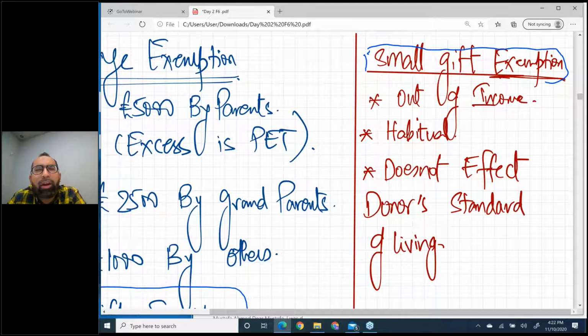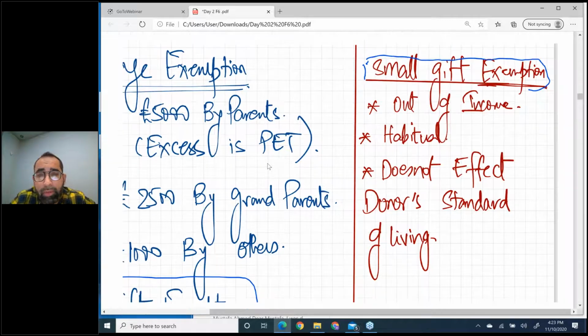If you are giving gifts out of income, they are habitual in nature and do not affect the donor's standard of living. Like every month you are paying 200, 500 pounds pocket money to your daughter or son. You are paying the school fees, and it's habitual routine, from your routine income. Then there is no IHT. Even this thing is not bad. Okay, now you must have knowledge of these things.